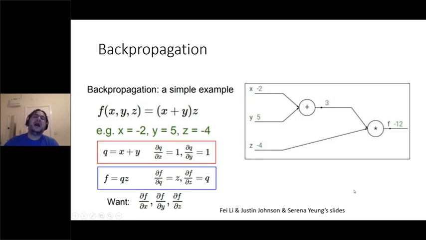Okay, guys. So now let's see more about backpropagation. This is a simple example, a computation graph. This is not a neural network, just something very simple. We have 3 variables. We do the sum of x and y, and we multiply it by z. So this simple network is computing x plus y, multiplied by z.